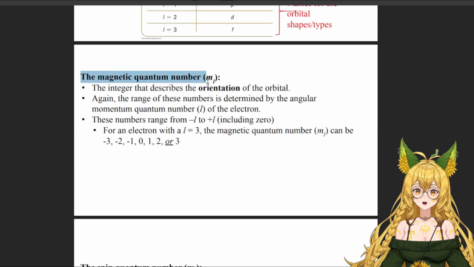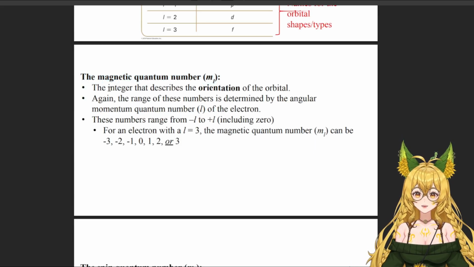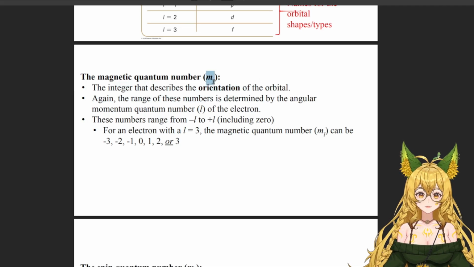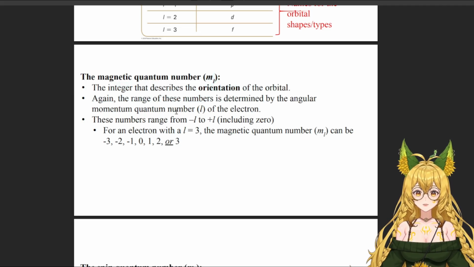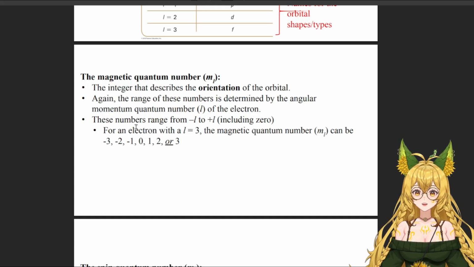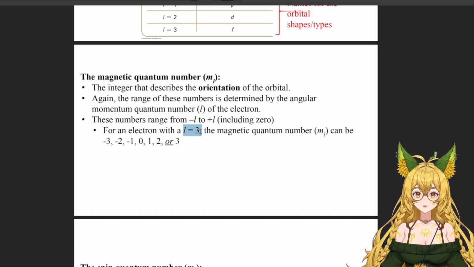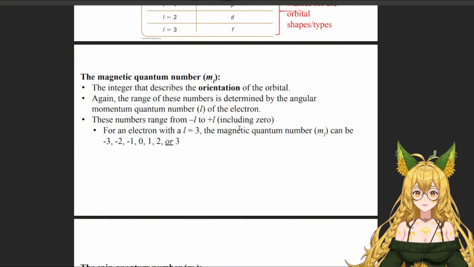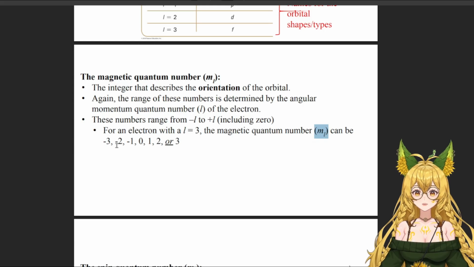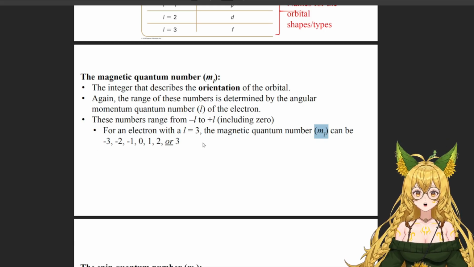Next, the magnetic quantum number, or m sub L, is an integer that describes the orientation of the orbital, and this depends on L, right? Because it has that little L right there. So these numbers range from minus L to plus L, including 0. So if we have L equals 3, which is an f orbital, then the magnetic quantum number m sub L can be -3, -2, -1, 0, 1, 2, or 3.